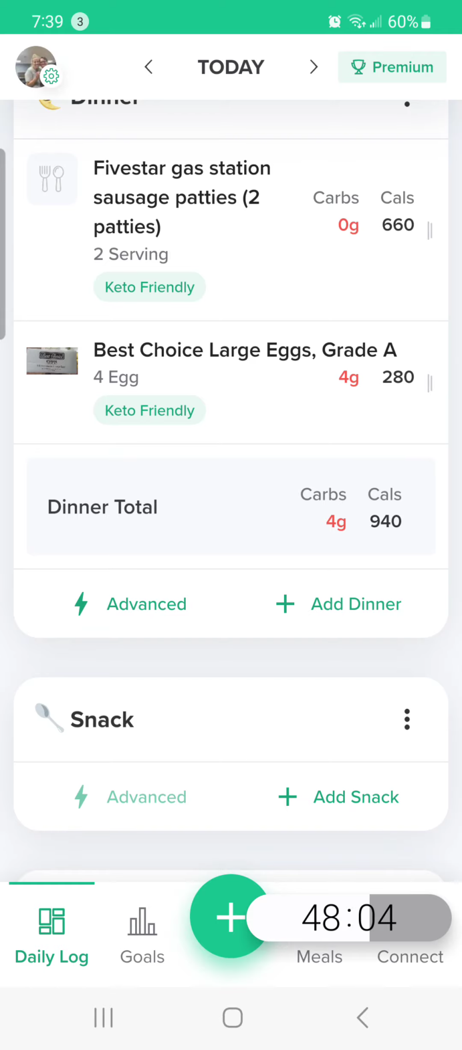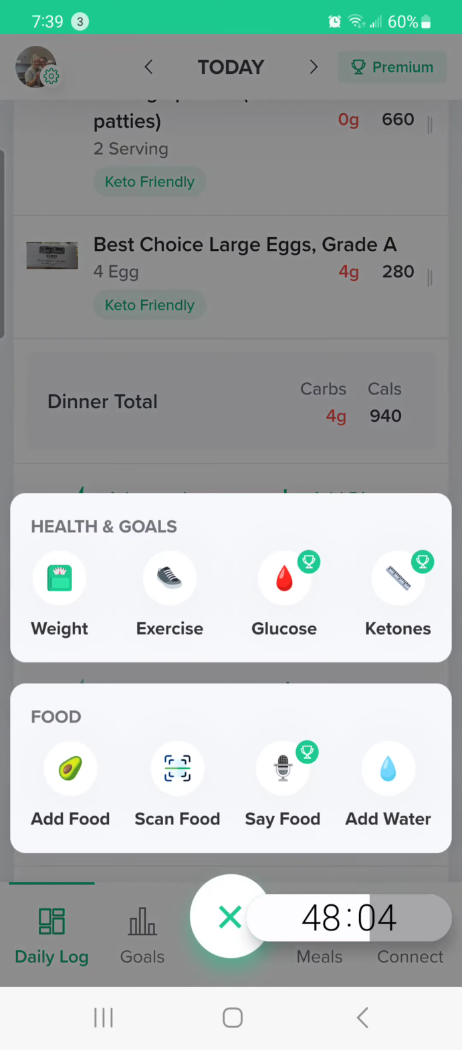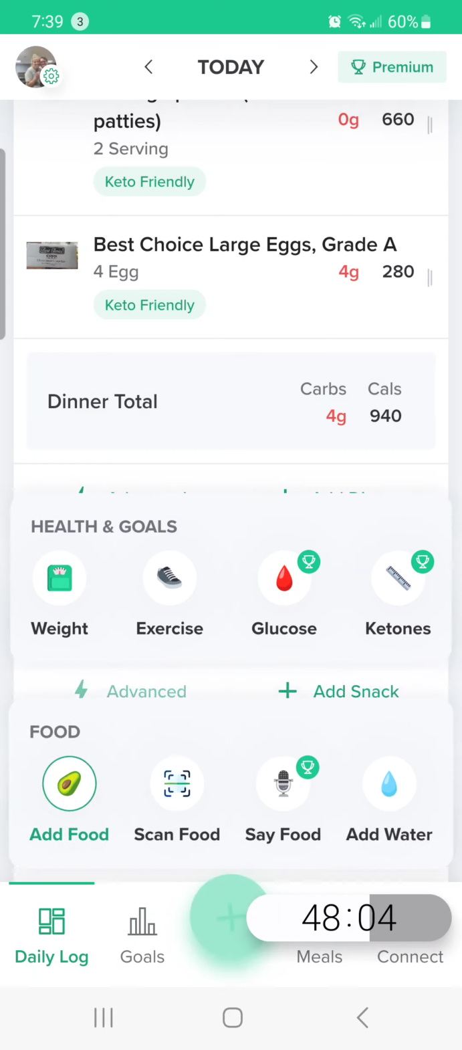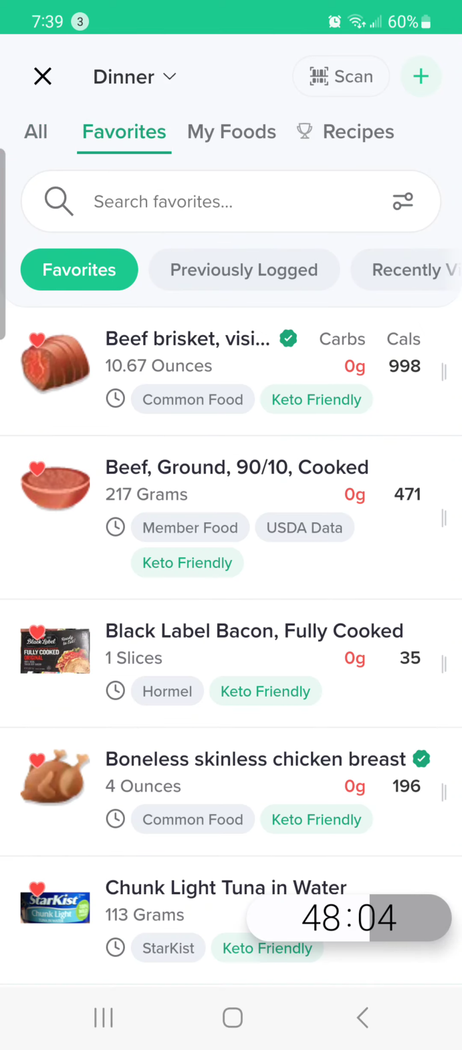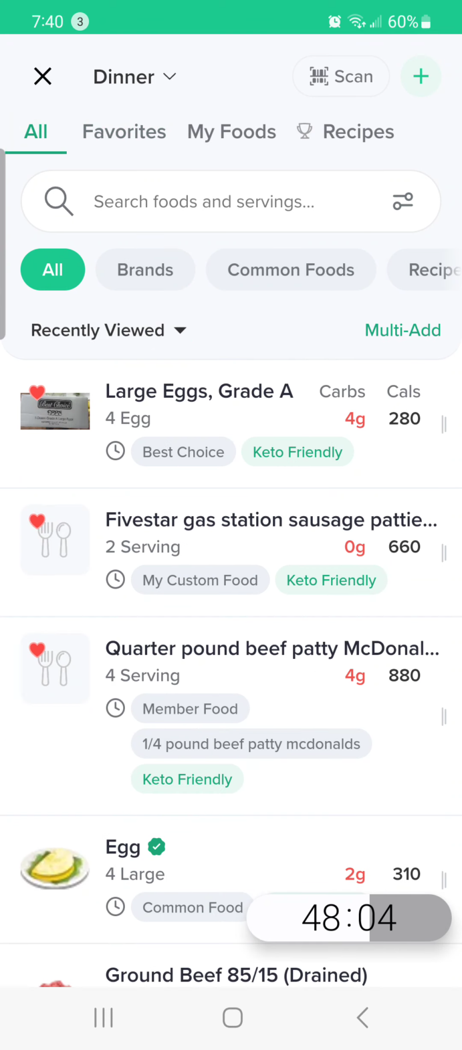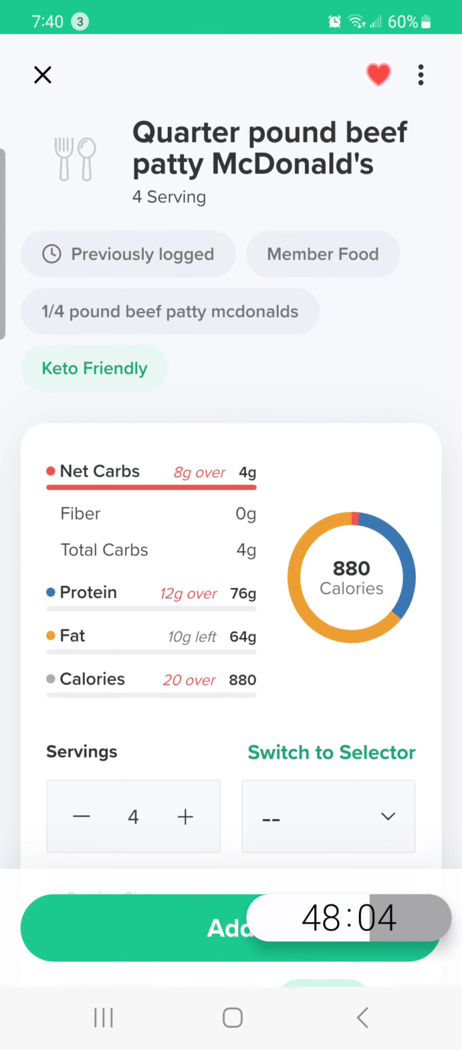Okay. Meal 2 was 4 burger patties. So I hit the plus sign, add food, and 4 quarter-pound beef patties. There they are, right here, and also in my favorites. I eat them a lot. They're not in my foods. I actually found them. Kelly Hogan, thank you, girl. You can just look up quarter-pound beef patty McDonald's. It's already in there. So one of them is 220 calories. I had 4. That was meal number 2.